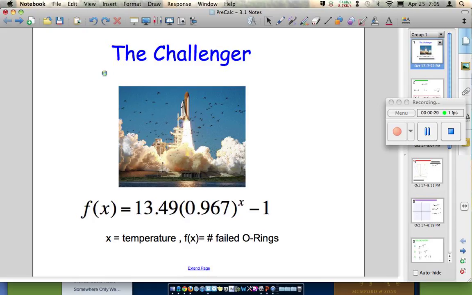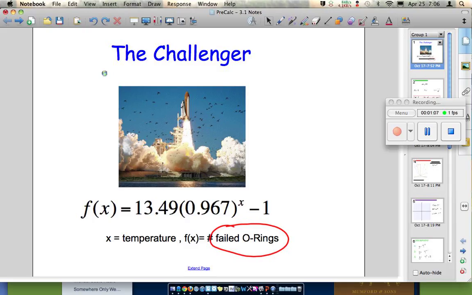So the Challenger is an example of an exponential function. When the Challenger exploded, it was because of the failed number of O-rings, and there's a function that describes this. The function down here describes how many O-rings will fail at a certain temperature, and this will grow exponentially as the temperature changes. So the worse the temperature, the more failed O-rings will occur. And it will grow not just linearly or in a quadratic form, but exponentially, which is much faster than any of the other forms. So we're going to be taking a look at that as an example.